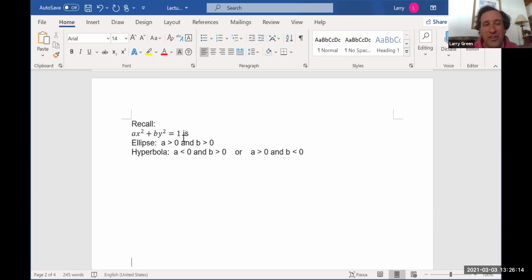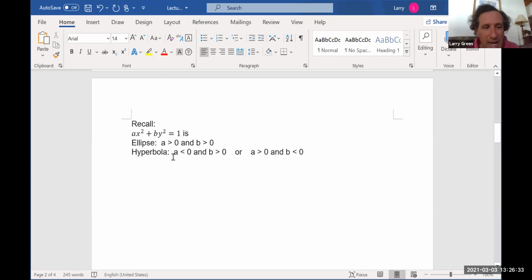You're more used to seeing it as x squared over 1/3 plus y squared over 1/4 equals 1. It's the same thing. Okay. So whether you put it on top or bottom, it doesn't make a difference. It's still an ellipse if you have numbers in front of the x squared and y squared. Any questions on that?